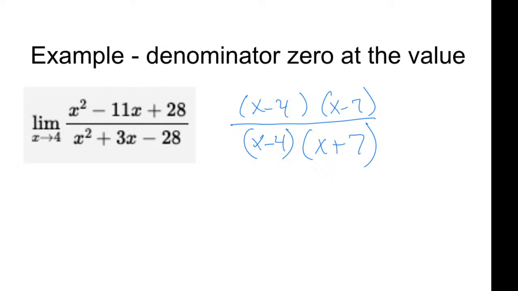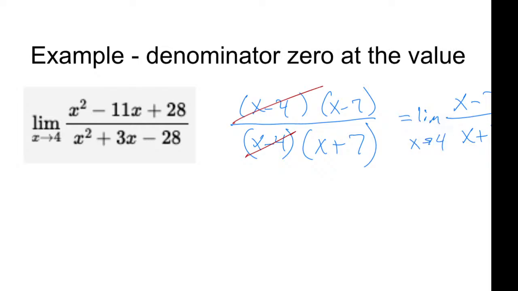Well, what happens is when we take x minus 4, we can cancel them out. But now we've actually got a different function because now we don't have the problem of 4 not being in the domain. Okay, so this becomes x minus 7 over x plus 7, and we're looking now at the limit as x goes to 4.